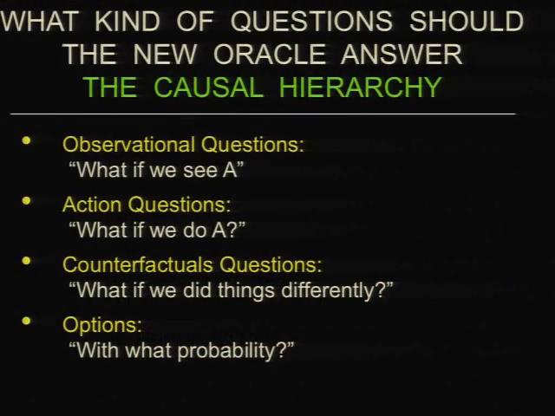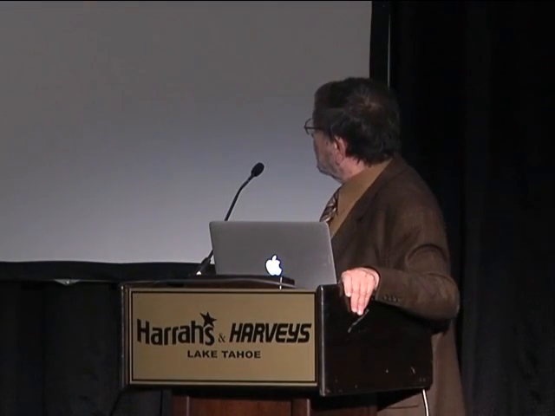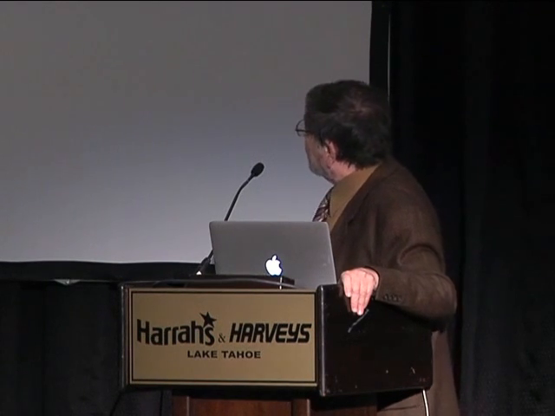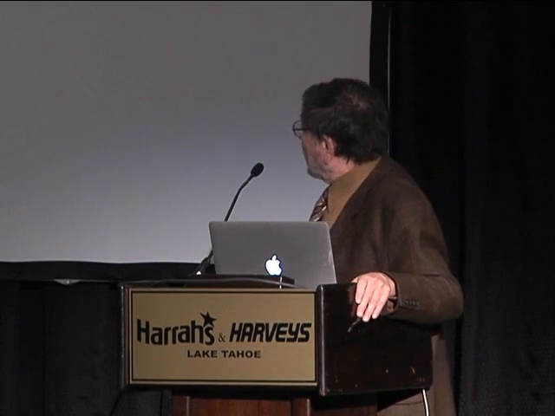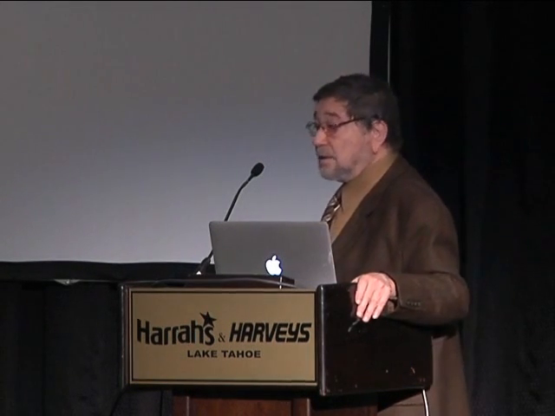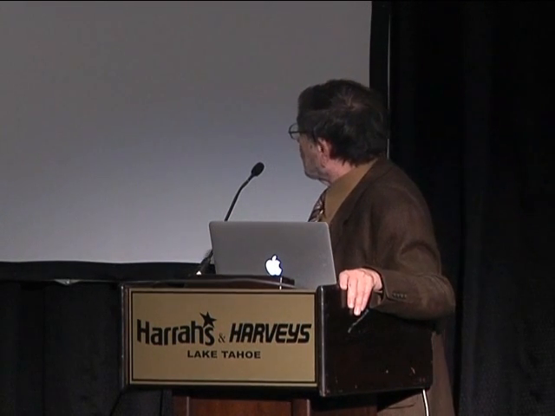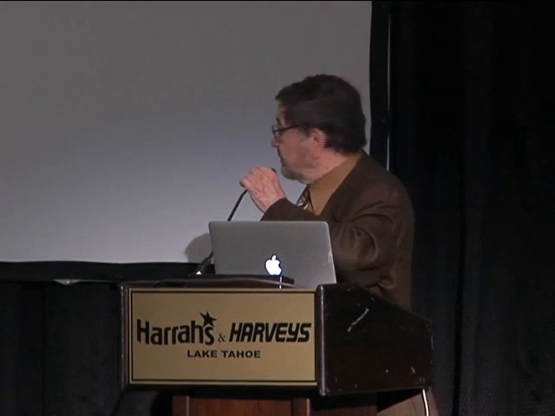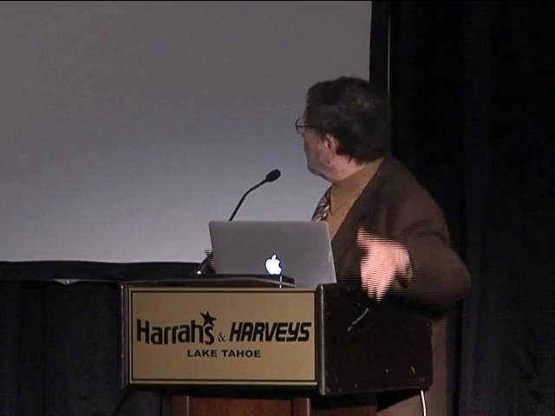What kind of question should the new oracle answer? We already looked at them. Observational question: what if we see A? That's easy. That's statistics. That's a Bayesian network. Action question: what if we do A, A being a proposition? A counterfactual question: what if we did things differently? And if you want to decorate it with probability, you can ask all these questions: how likely are things to happen if we see, if we do, if we had acted differently.